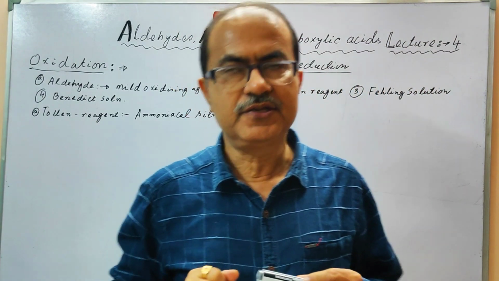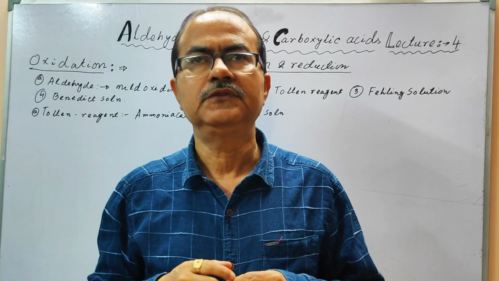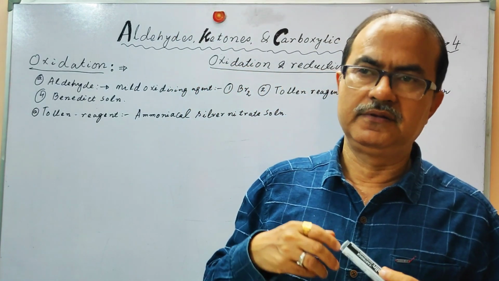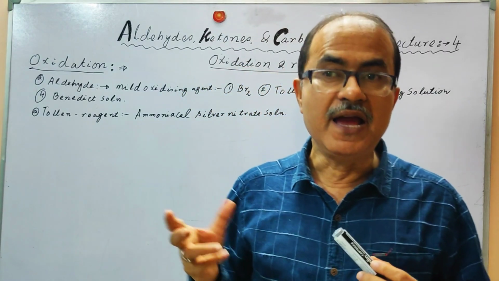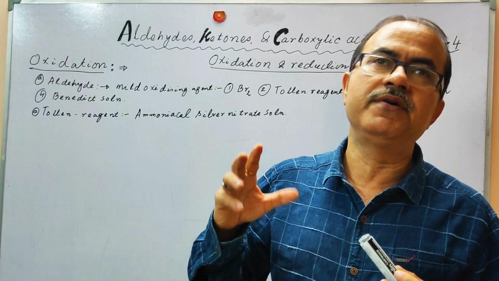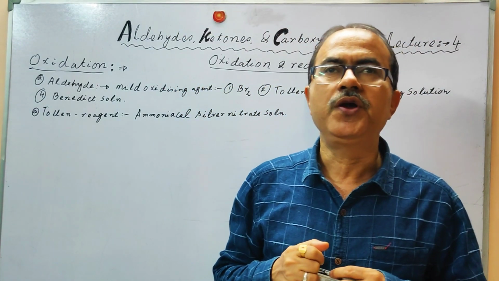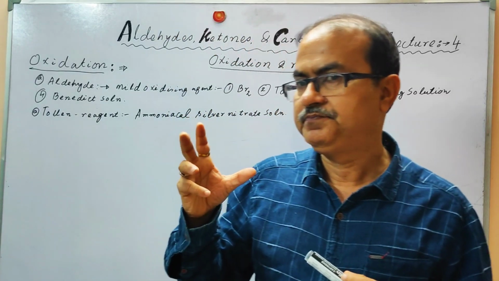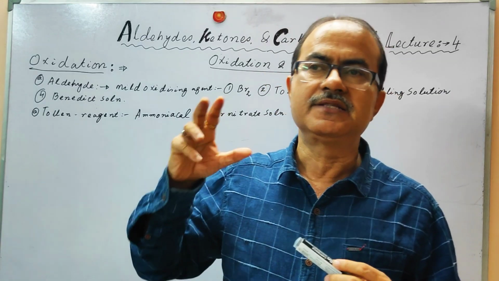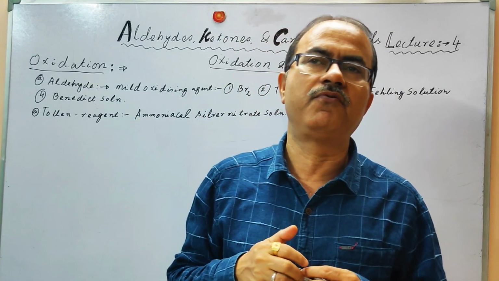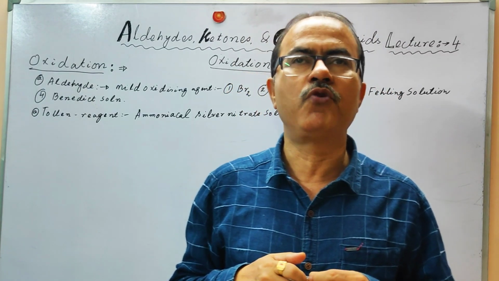Aldehyde reduces this Tollens reagent into silver metal that is deposited as a shining silver mirror. That is a very important and interesting experiment: when we warm the aldehyde with this Tollens reagent, you will find a shining silver mirror appearing, and from that you can say that the solution contains an aldehyde. That is a very important test.